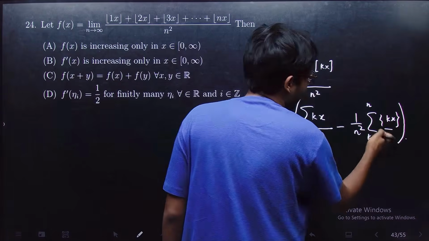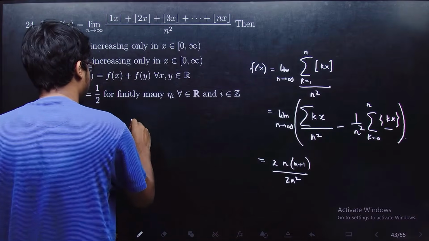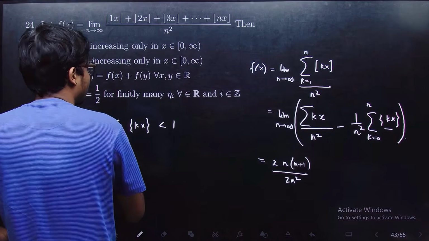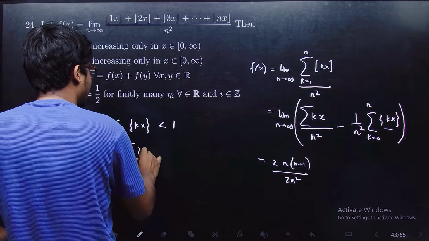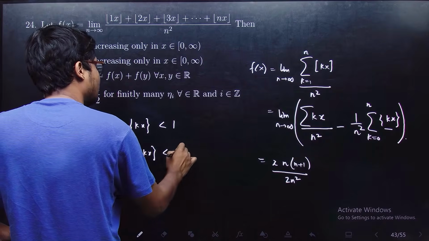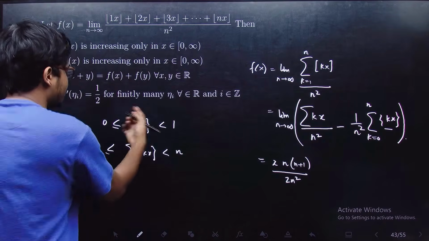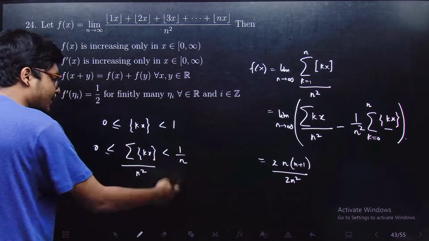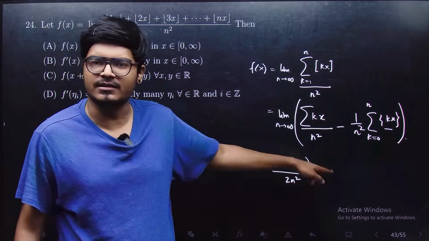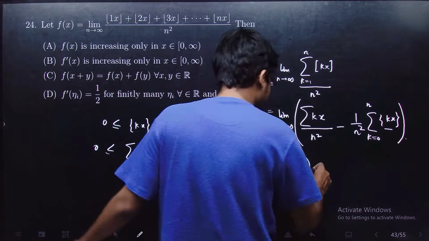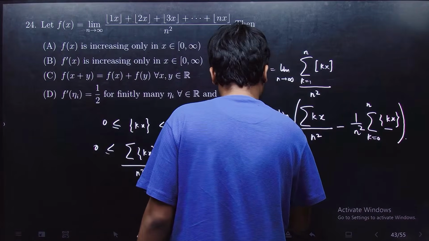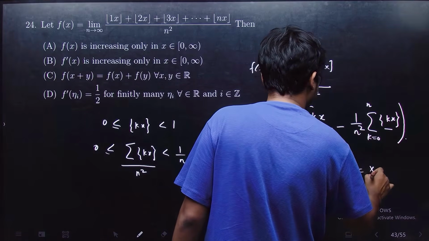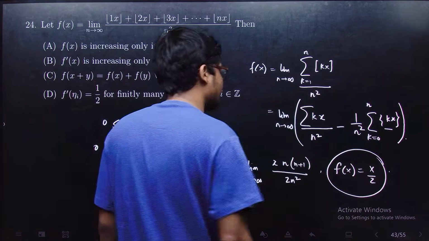For the second one, observe that this is bounded by how much? It's bounded by n and bounded by 0, right? We know that fractional part of kx is going to be between 0 and 1, which means this entire sum is going to be bounded by n and it's going to be greater than or equal to 0. So this by n square is going to be bounded by 1 by n and 0. And if you take limit n going to infinity, by Sandwich theorem, it's going to converge to 0, right? So you can directly say, which means that f(x) is nothing but x by 2. As simple as that, okay?